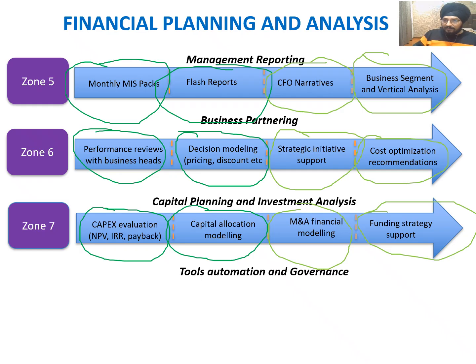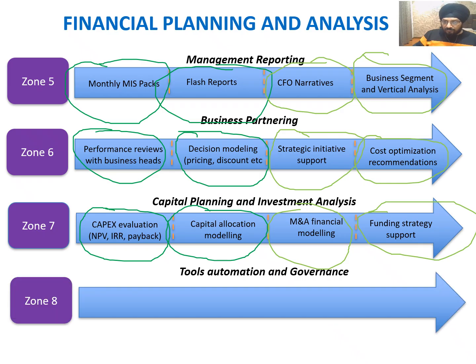Then we'll come to the last sub process within FP&A, which is tools, automation, and governance. That is largely to ensure that we have enough technology available, that the technology is being adopted by the organization, and that ownership has been created. For example, in planning, we have the Anaplan, SAP BPC. These are planning tools which help us create the overall organization plan.